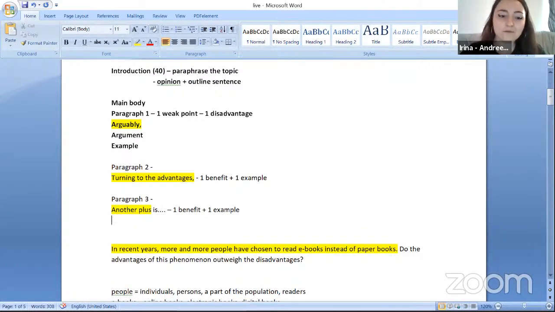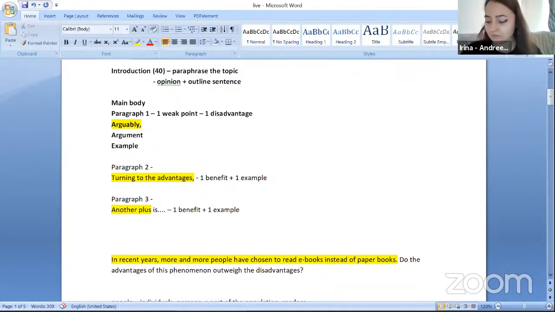The last paragraph, what is it? Conclusion. All the time, conclusion. Again, this one should have around 40 words. And here we should summarize everything that we said. Yeah, we have to mention again all our arguments, plus restate your opinion. So basically, you should say something like, although there is this disadvantage, I consider that there are more advantages.